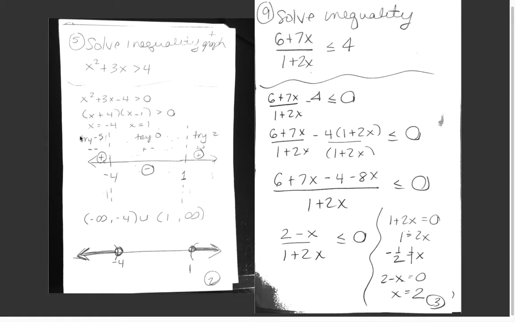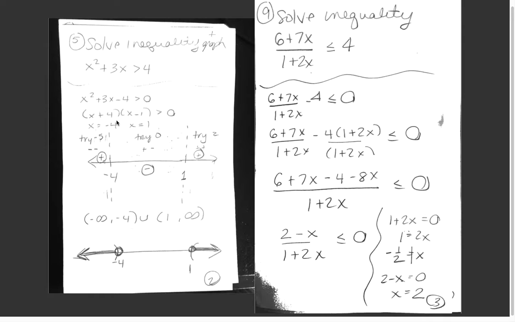The last region to check is out here, less than negative 4, so I selected negative 5. If I stick negative 5 in for x here, I get a negative. If I stick negative 5 in here, I get a negative. A negative times a negative is a positive. So any number smaller than negative 4 will make this polynomial greater than 0, so it would be part of the solution set. So we put a circle at negative 4 and shade everything to the left, or if we want to write it using interval notation, we would write it like this.